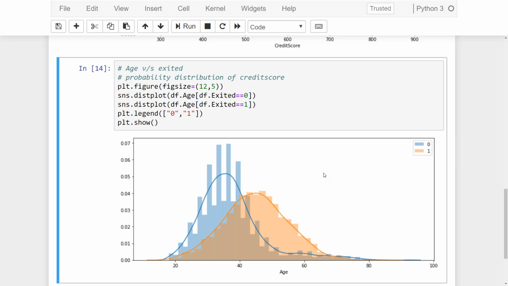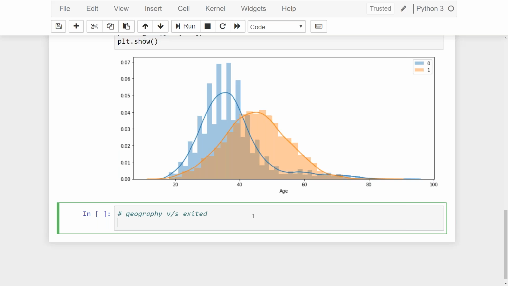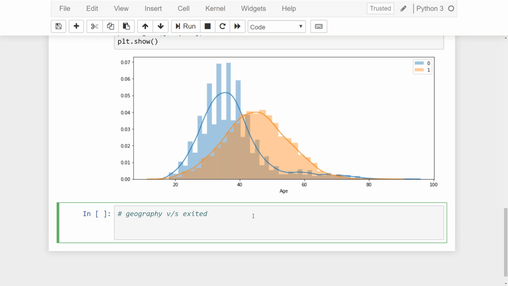All right. So here we go. Next, we're going to be doing analysis of geography versus exited. Right. So first, let's look at the geography of all customers. That means the plot of all the customers without putting a condition about exited or not exited. So simply plt.figure with figsize.